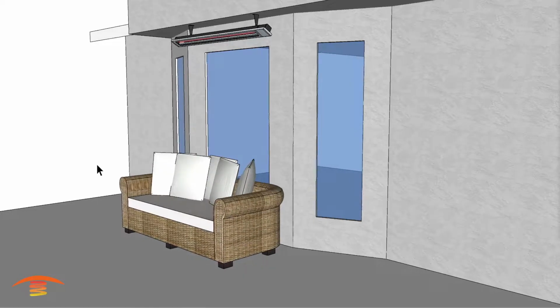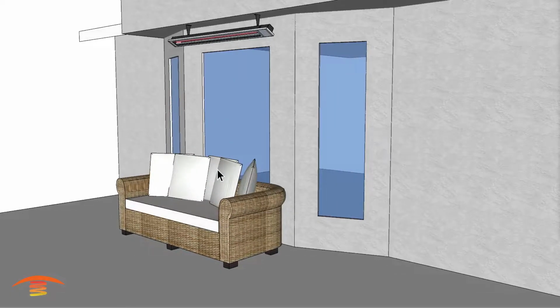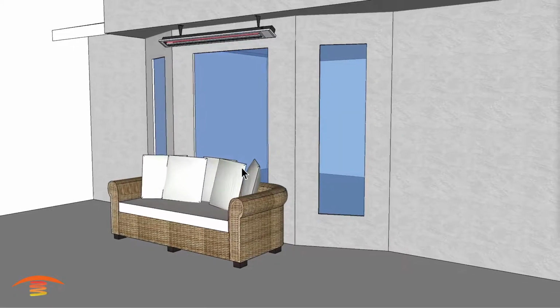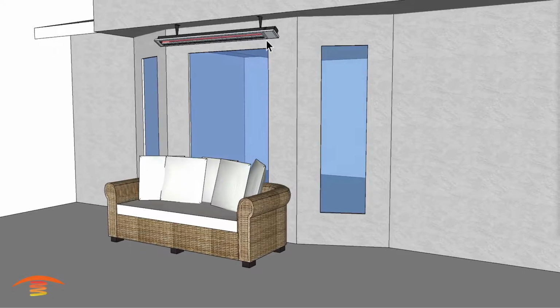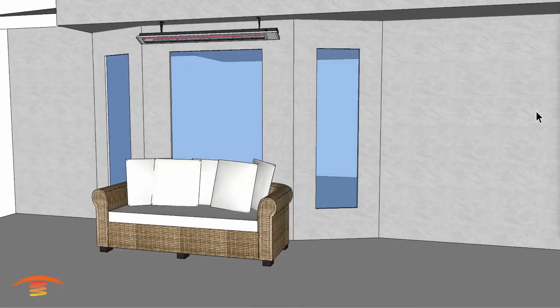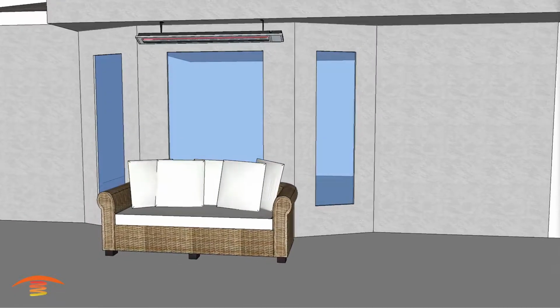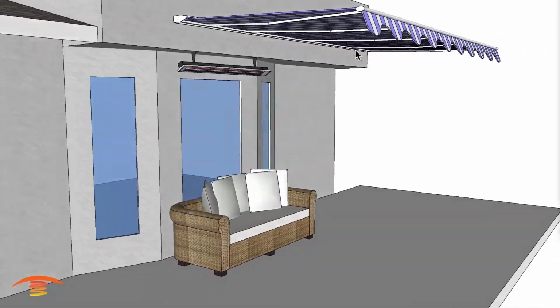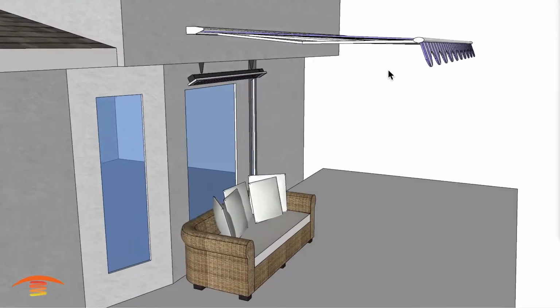Now let's get heating. All right, so this is a question we get quite often, and that question is, can we put an Infratech heater underneath an awning structure or a retractable awning structure? So let me go ahead and just put in the awning here. So what I have here is the awning. I got it at full extension here.